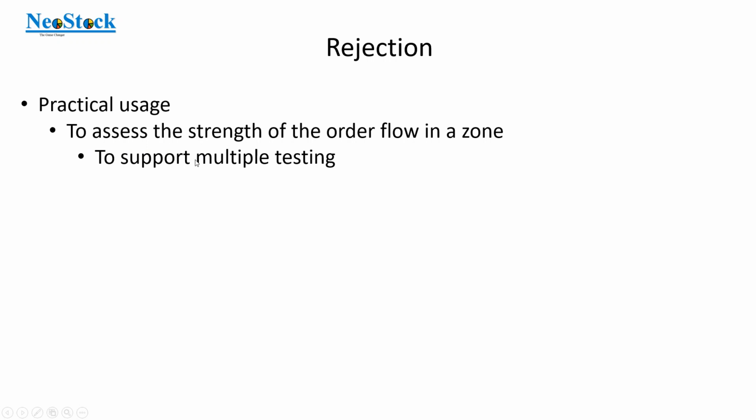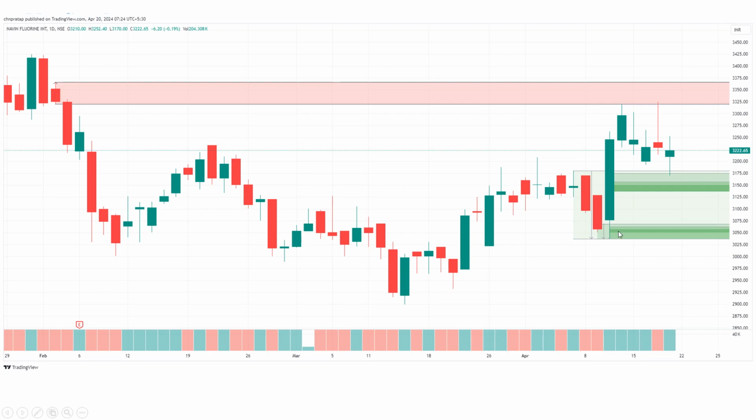And what is the advantage? It supports multiple tests. See here, the previous example. It supported multiple tests. This is the first test. This is the second test. Many people say once a zone is tested, we cannot trade. That is true in some scenarios. Definitely that is not true in some other scenarios. Rejection is one area where that statement is not valid. When there are strong rejections, definitely it supports multi-testing.